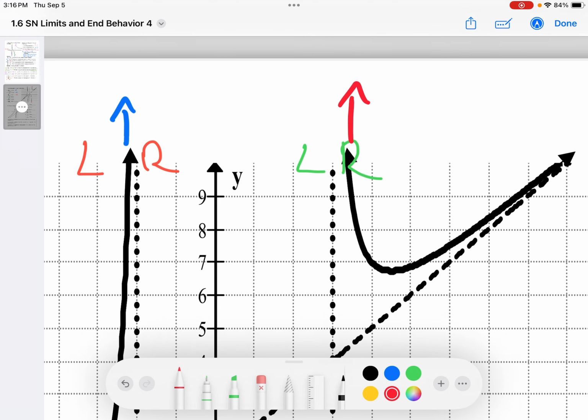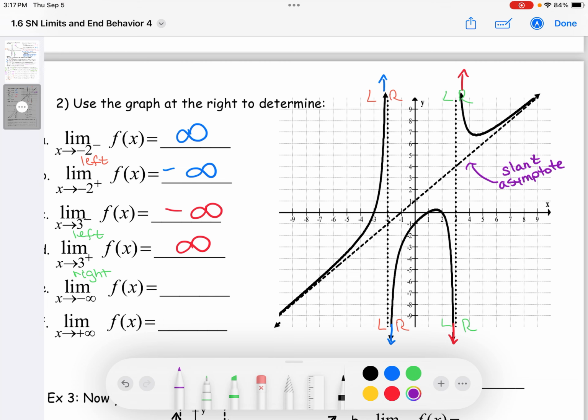As far as the end behavior goes, as the graph approaches the far left and the far right, this is called a slant asymptote. And we'll learn more about those in a future unit. What we need to realize right now is that it's a line with a slope and a y-intercept.